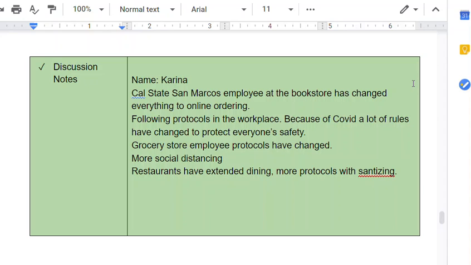One of our group members works at a grocery store, and the protocols there have changed: wearing masks all the time, practicing social distancing, wiping down everything, a lot more cleaning than usual, so you have to take on more responsibility now because of the virus. That's what we talked about. And then restaurants, it looks like someone works at a restaurant too. It's a lot of sanitizing everything and making sure the customers stay socially distanced.